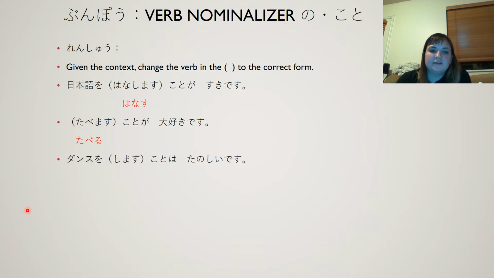Dansu wo shimasu koto wa tanoshii desu. Again, we need to put this in our dictionary form. What is the dictionary form of shimasu?